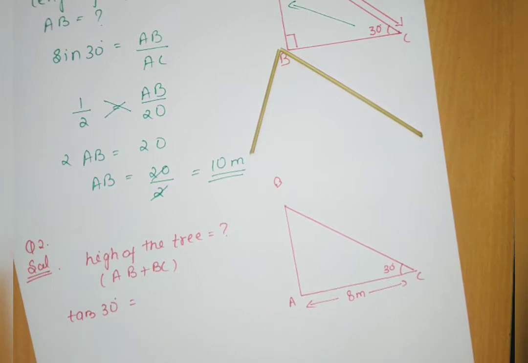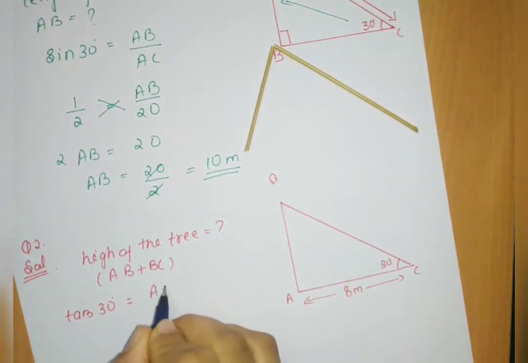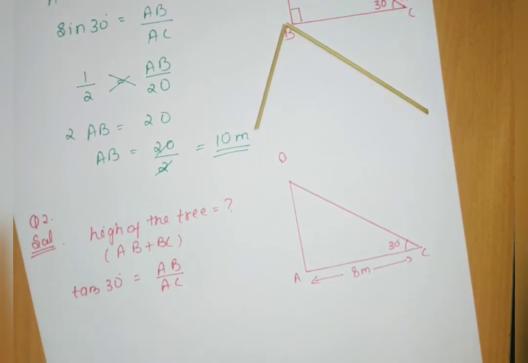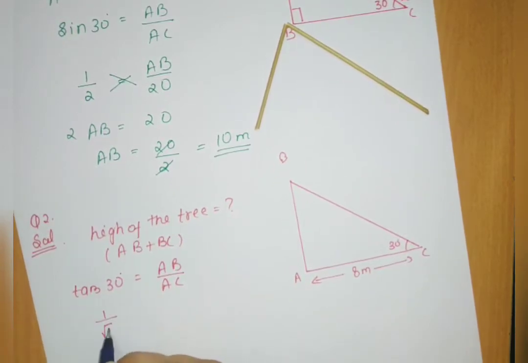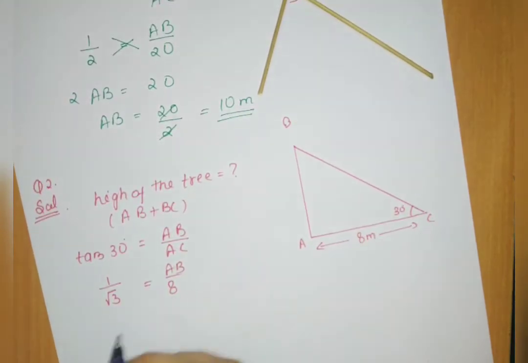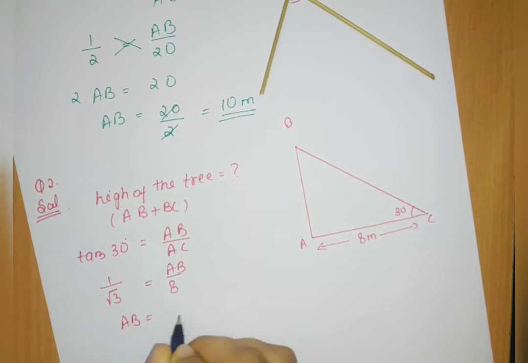That is what? Tan 30 is what? Perpendicular by base. Perpendicular is what? AB by AC. Okay. Now tan 30 is equal to 1 by root 3, is equal to AB how much? We need to find out. AC we have. Yes, that is 8. Okay. So the value of AB is equal to 8 by root 3 meter.